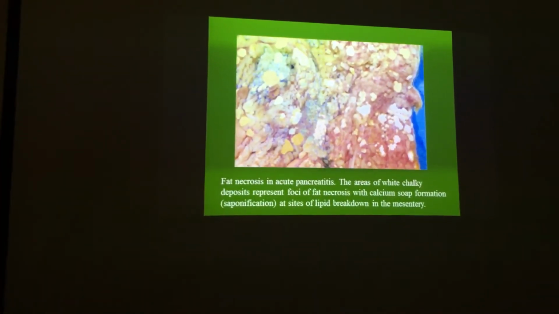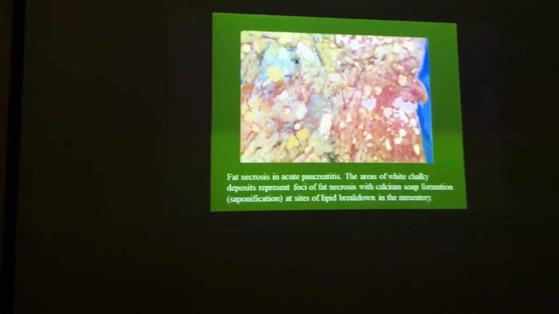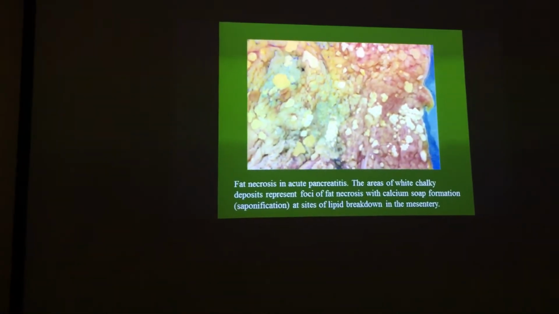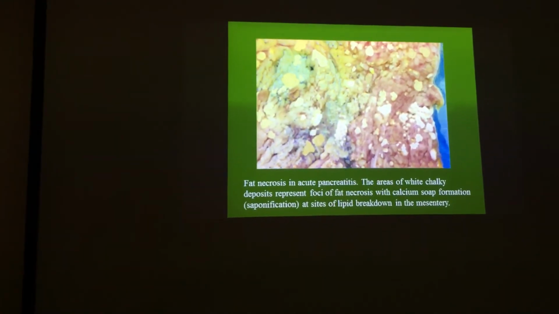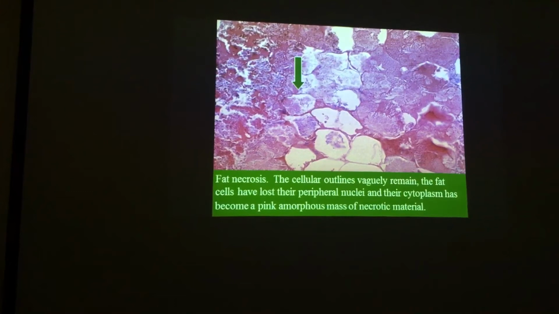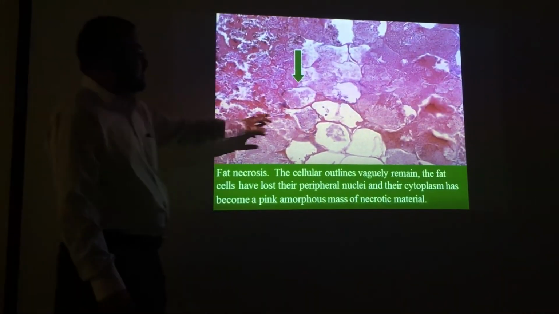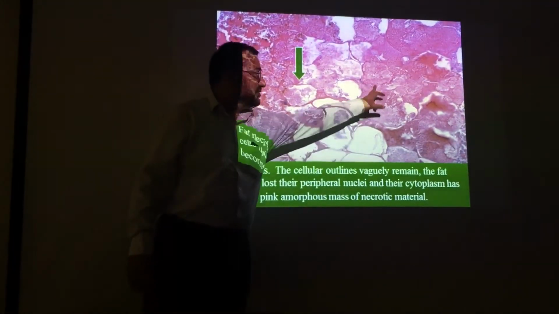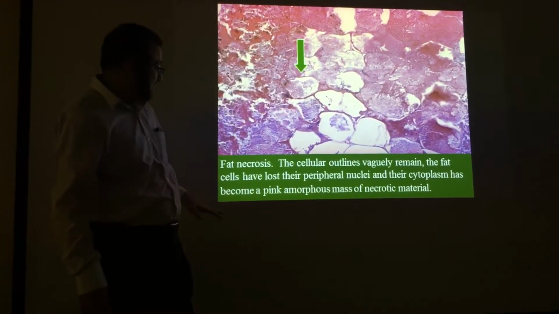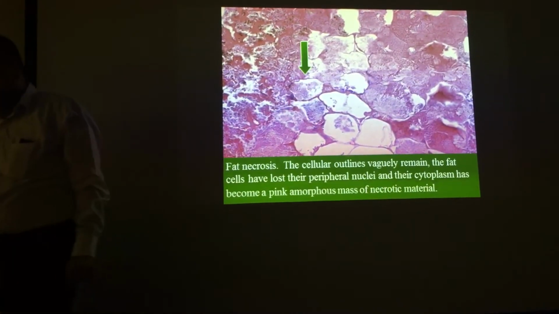So this is fat necrosis, and the most important cause is acute pancreatitis. Okay, this is again fat necrosis. Now you can see the fat cells, and here you can see all the dead cells. So this fat necrosis again is most likely caused by acute pancreatitis.